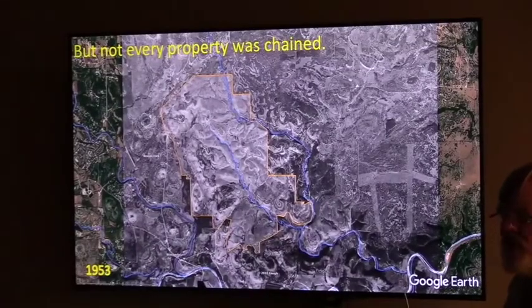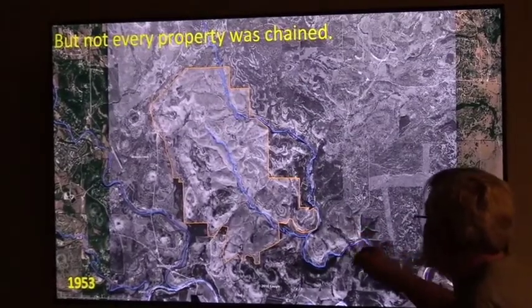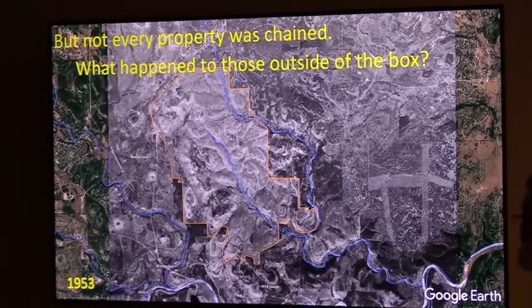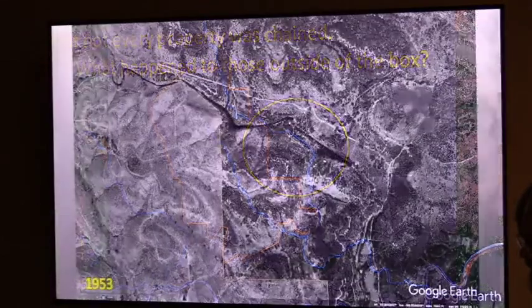Okay, but not every property was chained. Remember, we looked at these kinds of things. We're going to zoom into there. What happened outside that 4,000 acre box? We're going to look at that next. Here it is.